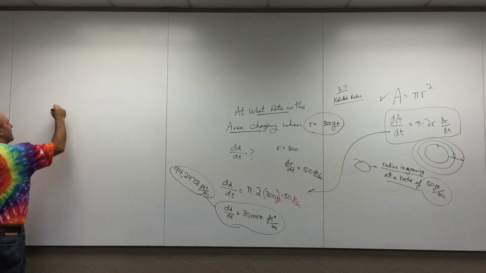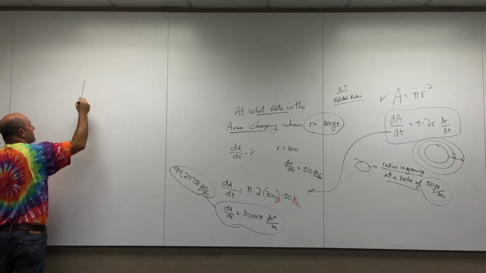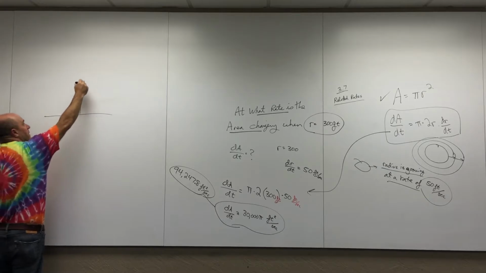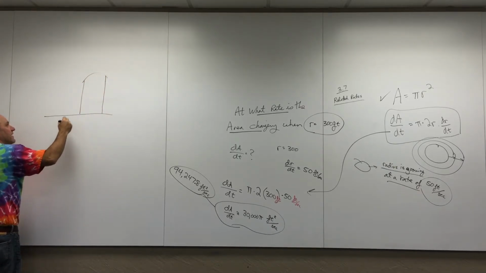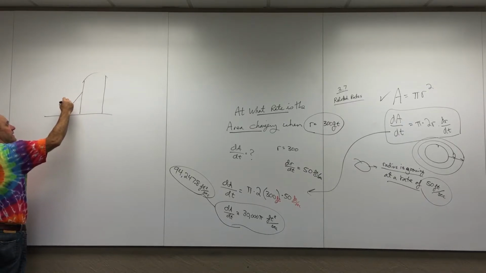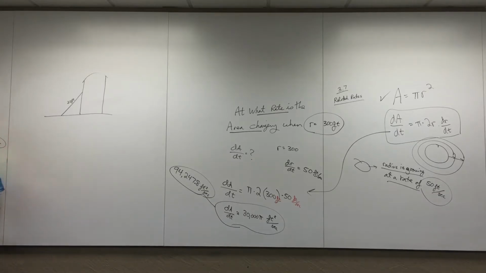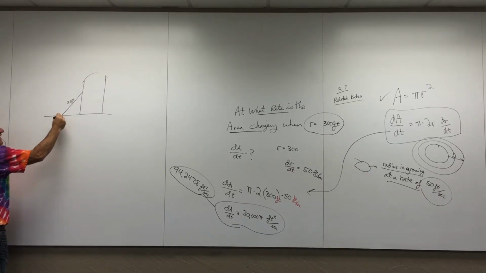Here's a classic problem. There's a barn here. There's a ground. This is the ground. This is a barn. I like to paint the barn. I'm on this ladder. This is a 25-foot ladder, and I'm up there painting the barn. Then one of my students, a practical joker, comes up and grabs the bottom of the ladder and starts moving it this way at 4 feet per second.